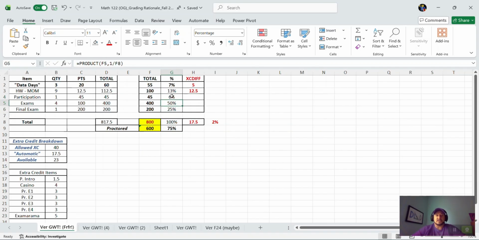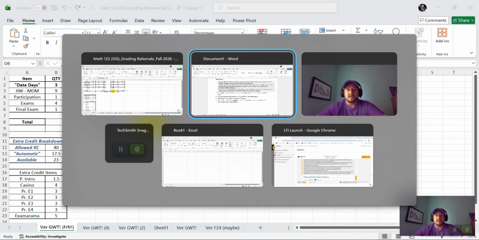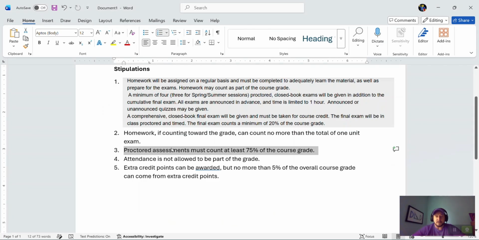Now, participation will be proctored by me. Data days will be proctored by me too, but they're not the same flavor as quizzes, exams, and the final exam. So I'm not going to count those as proctored. So we have everything satisfied so far. Now, the final exam, this is going to be counting as 25%, which meets this requirement.